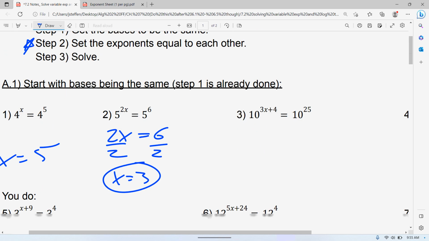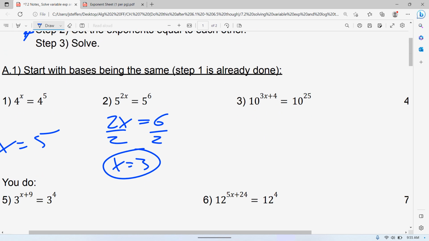So for number 3, 10. So we have 3x plus 4 has to equal 25. And again, if you want to know why we can do that, if you look back at number 1, more complicated equations, but it's the same concept.